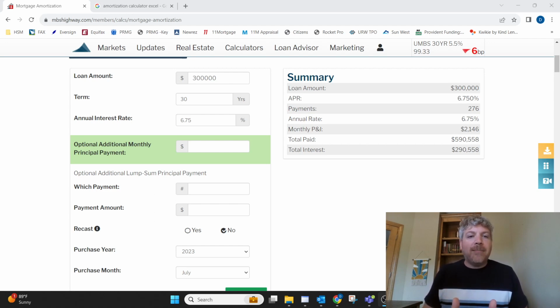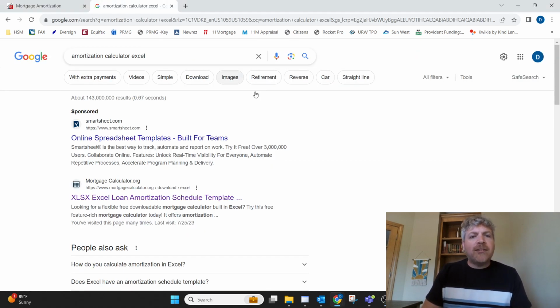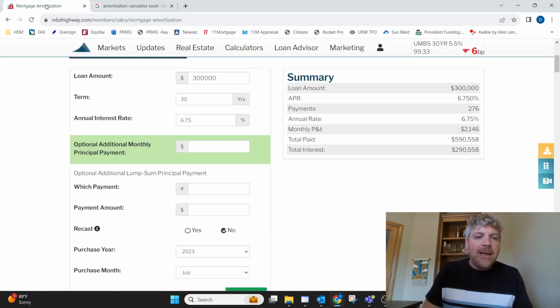Okay, I'm going to show you this example. I think it's great for presentations. There's also plenty of sites that you can go to get access to an amortization calculator. If you just type in amortization calculator Excel, you can pull up this one right through Microsoft Excel and you can play around with these numbers yourself. But I'm going to show you how this works.